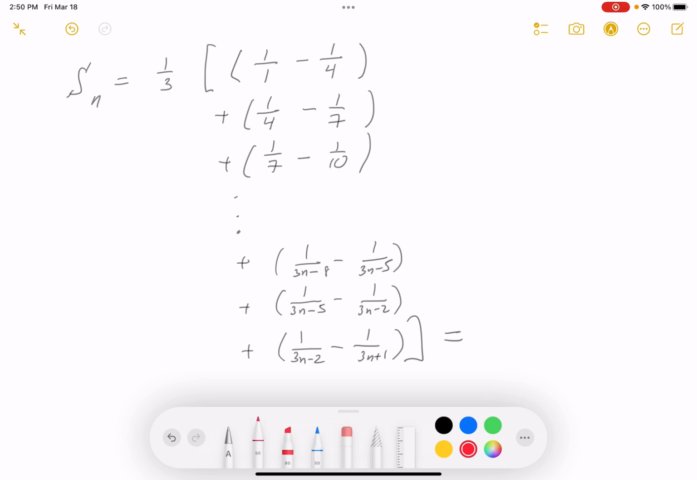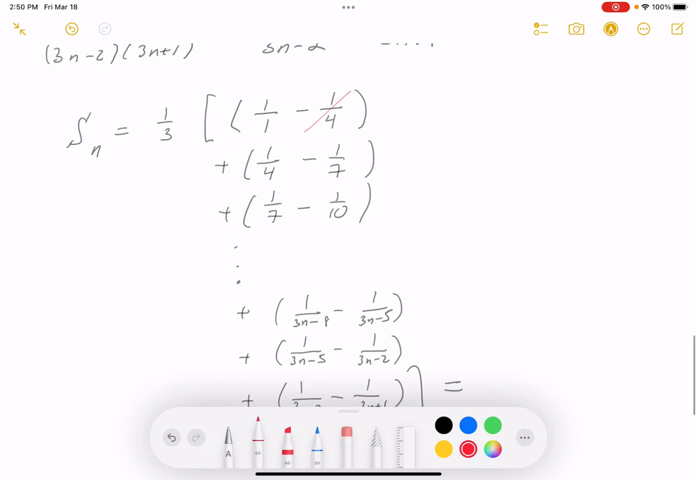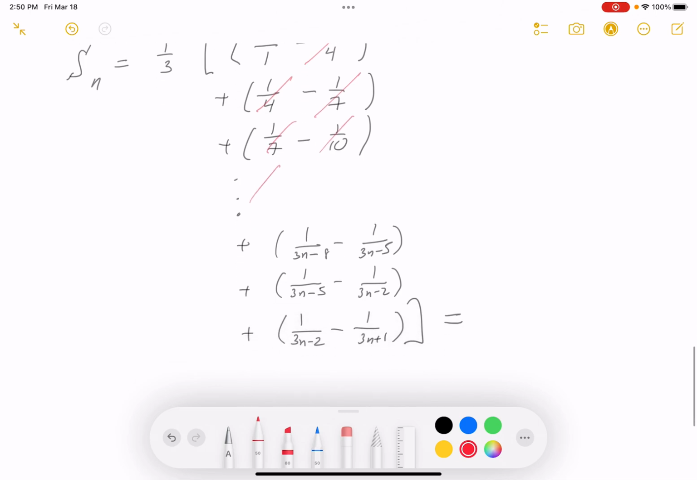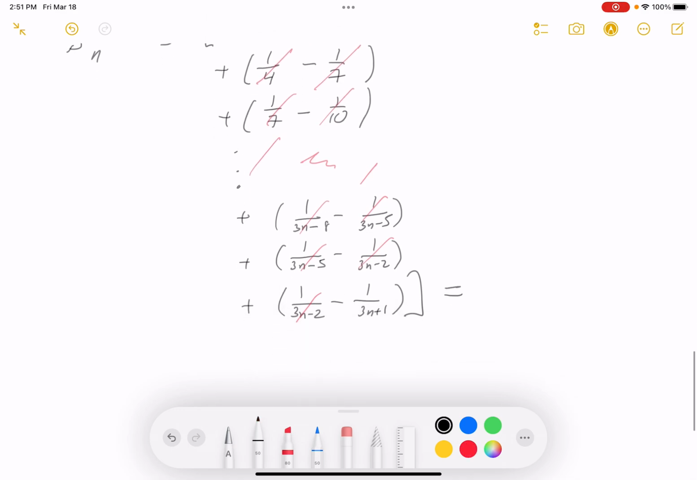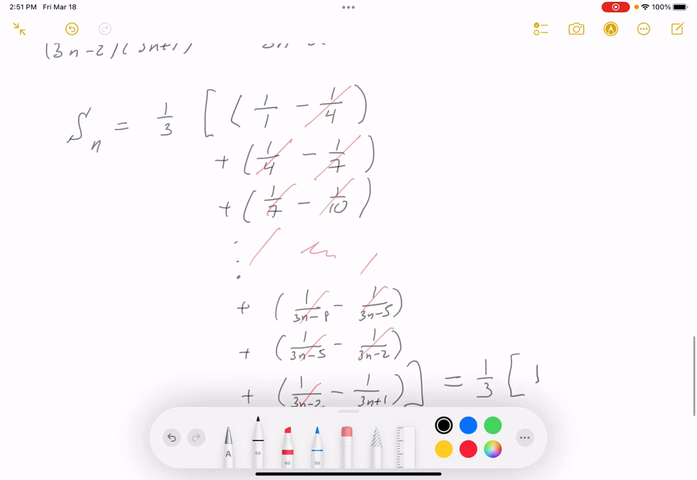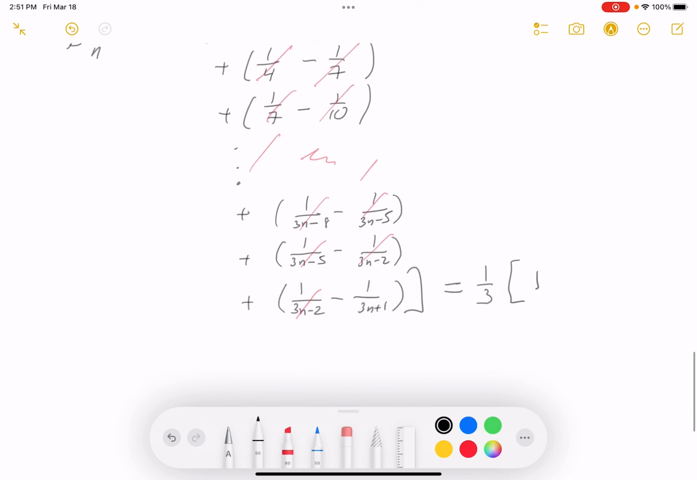What do I notice? A lot of cancellations. Gone. Gone. This one's known as telescoping. Gone. There's a guy here who's going to make that gone. And everyone in the middle is going to be gone too. Gone. Gone. So what do we get for Sn? We get something pretty simple. We get 1/3, 1. That's right here. And lo and behold, we get this last term, which would be minus 1 over 3n plus 1.